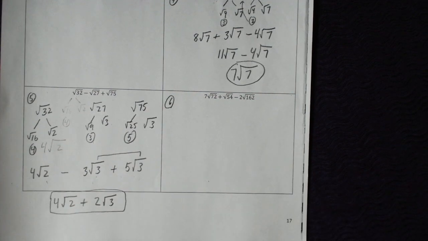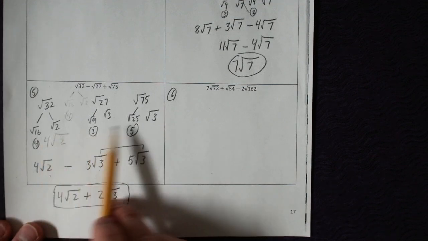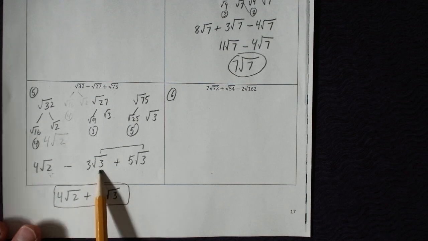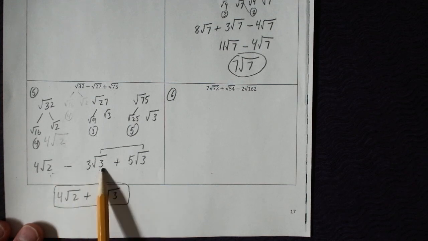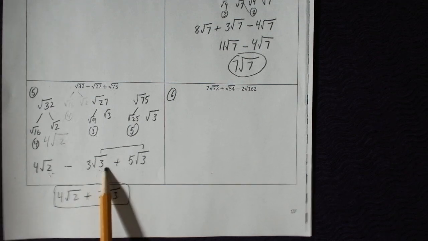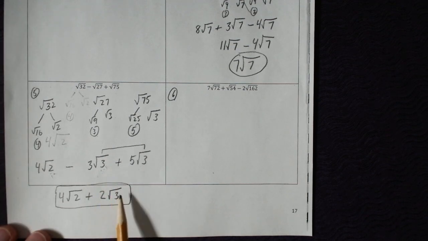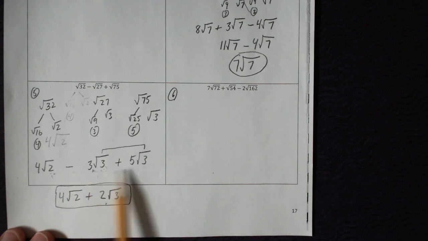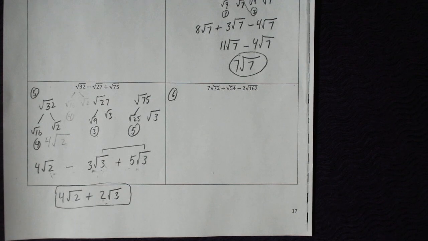The tricky part, I think this part up here you're good at, is not combining these two because they have different numbers inside the radical. These have the same, so I combine these two. So how did I get plus 2? Minus 3 plus 5 is plus 2. And then I just brought this one down.